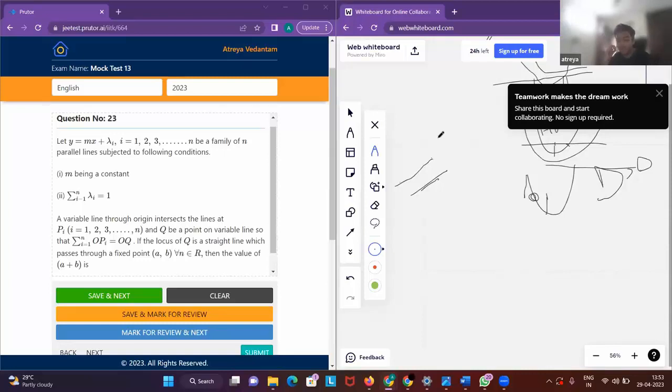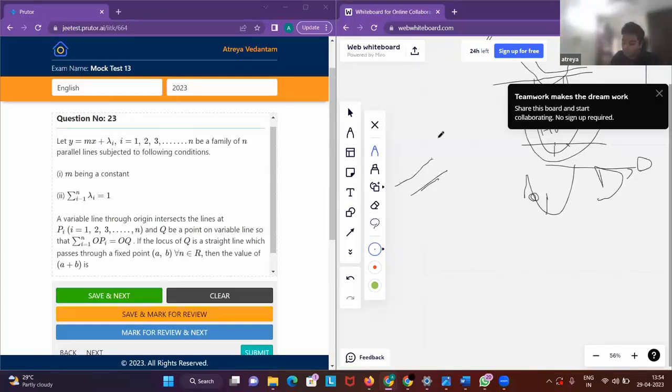So what is the locus of this? The locus will be, x is equal to 1 by n minus m. So n minus m is equal to 1 by x, right? Similarly, n minus m by n is 1 by y. So 1 minus m by n is 1 by y.